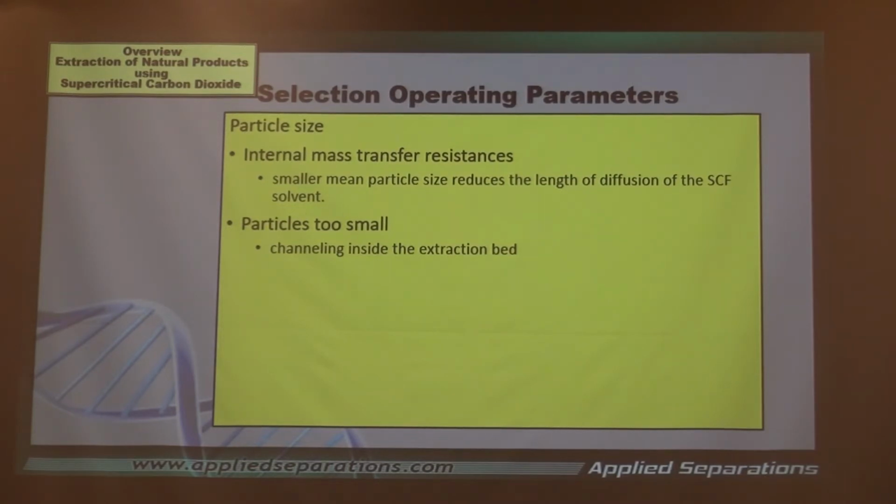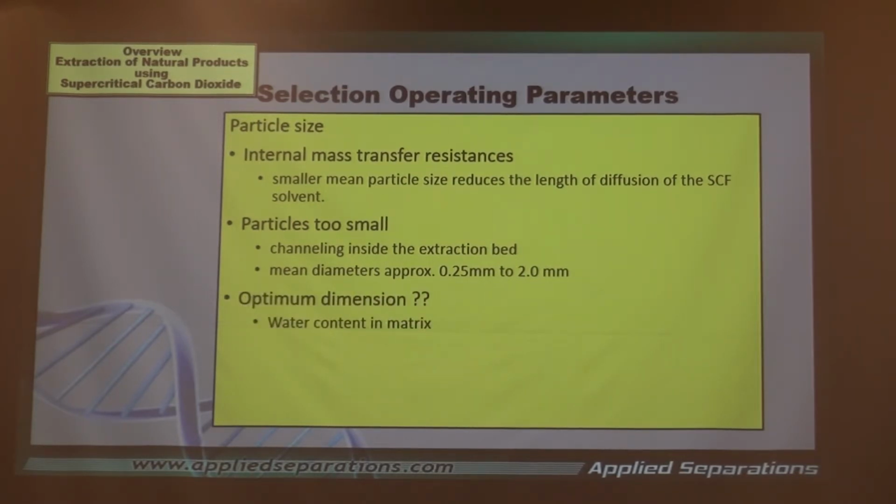Now there are some engineering ways to overcome this sort of thing. The use of baskets and consistently packing the material down into the vessel all help in terms of stopping the channeling. Typically we're looking at mean diameters of this size. For the optimum dimension, certainly you want to get rid of water. Water does not aid at all. The drier, the better.